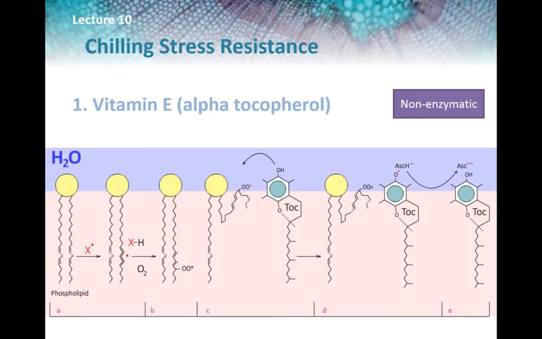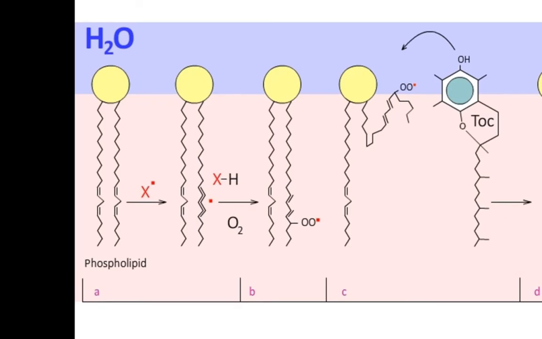Now let's have a look at the non-enzymatic preemptive scavengers. Amphipathic molecules such as vitamin E or alpha-tocopherol can trap radicals in membranes. The diagram shows vitamin E terminating a chain reaction involving membrane lipids. Initially, the diacyl lipid is attacked by a free radical, shown here as a dotted X, forming the fatty acid radical.